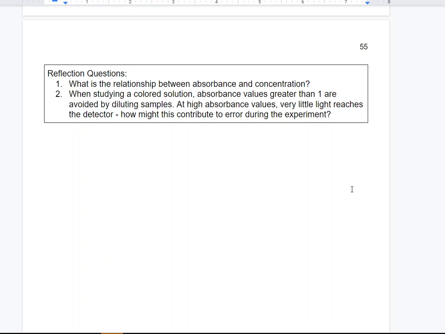So how might this contribute to error during the experiment? So at very high absorbance values, there's very little light reaching the detector, so much so that we're approaching the limit of what the detector can detect. So this might lead us to measure an inaccurate absorbance, which is going to contribute to error during the experiment. So what I would do is I would dilute it by, say, a factor of 10, and then in my calculations, I would just have to go back and account for that dilution.